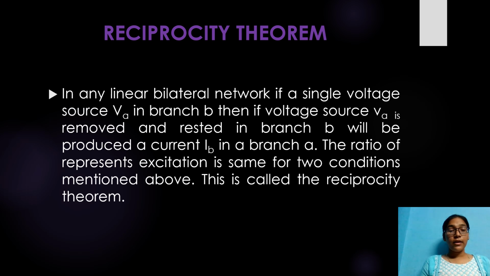Reciprocity theorem. In any linear bilateral network with a single voltage source VA in a branch B, if the voltage source VA is removed and placed in branch E, it will produce a current IV in branch B. The ratio of the response to the excitation is the same for the 2 conditions mentioned above. This is called the reciprocity theorem.